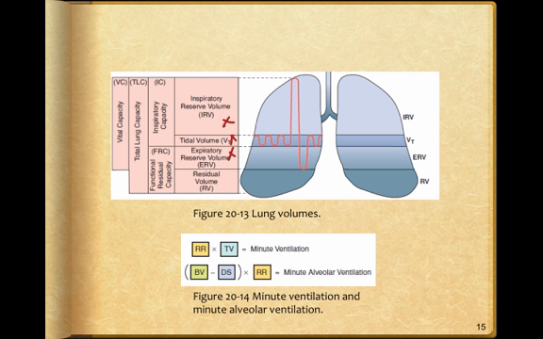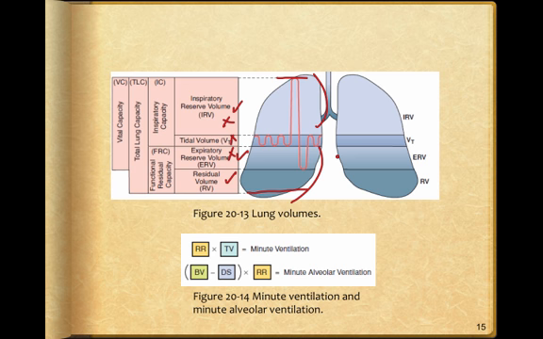Total lung capacity. The sum of the residual volume, the expiratory reserve volume, and the inspiratory reserve volume. So from here to here. And that includes this and this. And that is called the total lung capacity. So that's essentially everything.